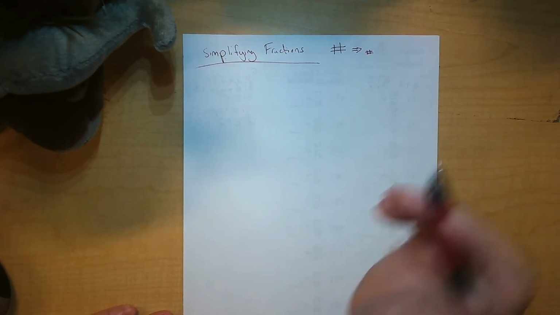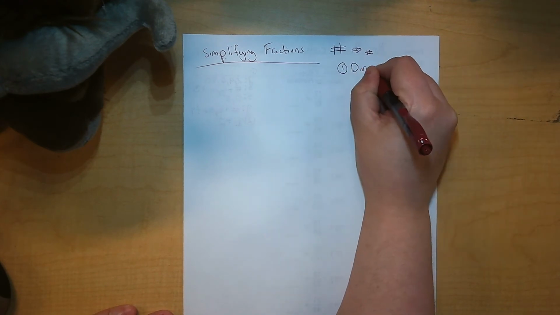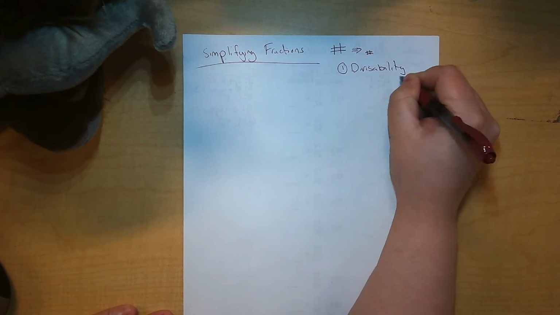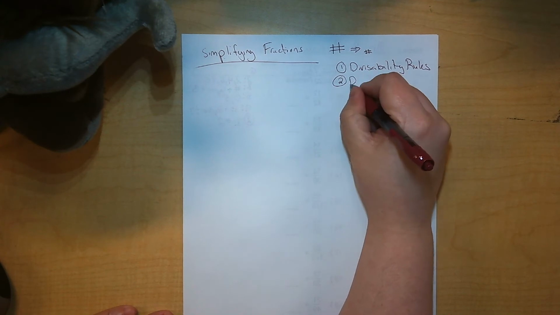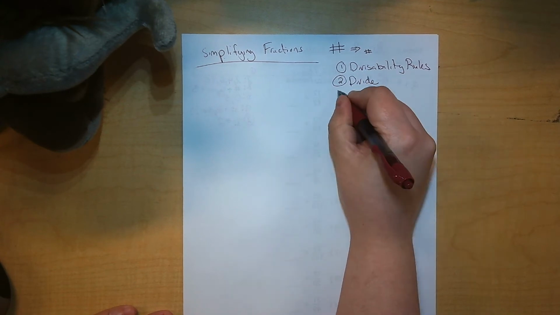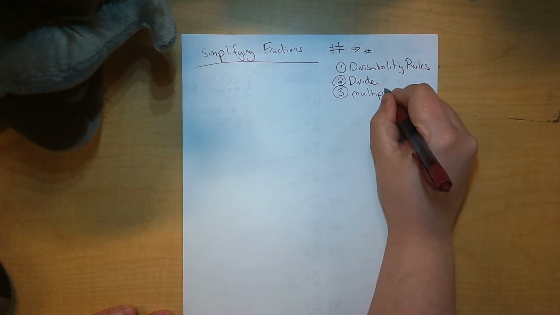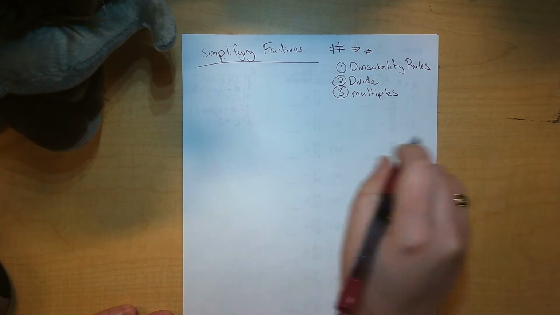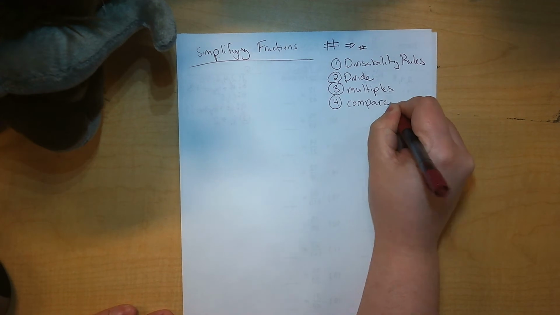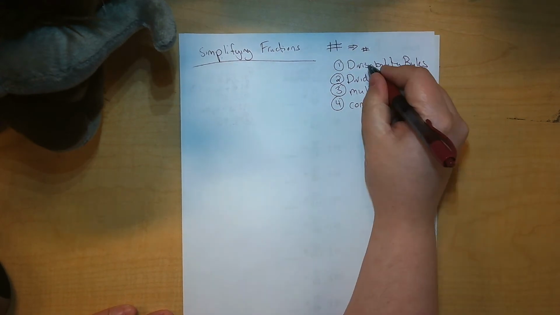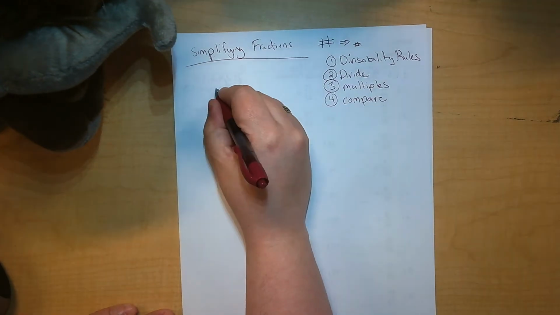So let's remember we're going to need to use our divisibility rules. Those will make things easier. We need to know how to divide. That will make things easier. We also need to know how to find multiples of a number because that might make things easier too. And we also need to know how to compare things. So this won't be too bad. We can totally do this. We're going to start nice and easy with the simple one. So let's start with 6/9.